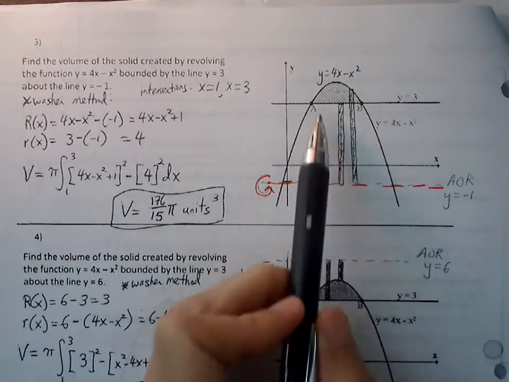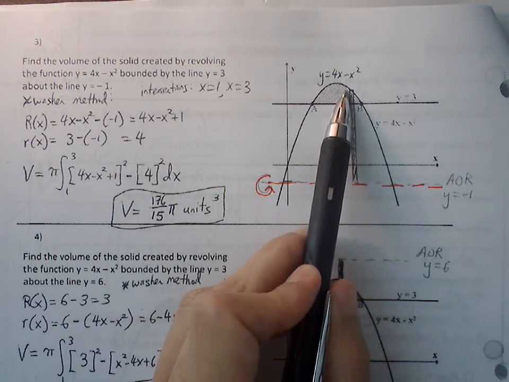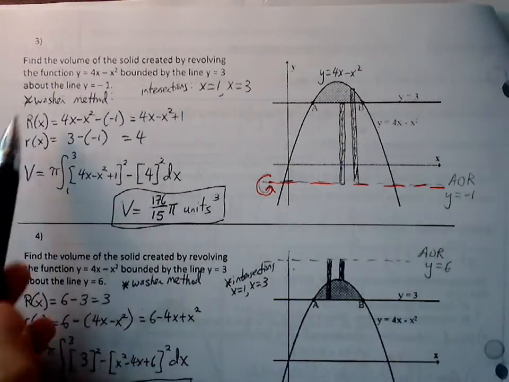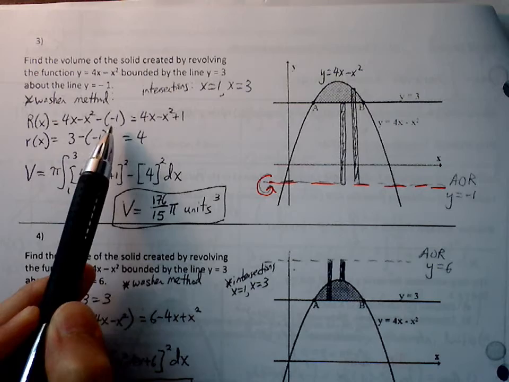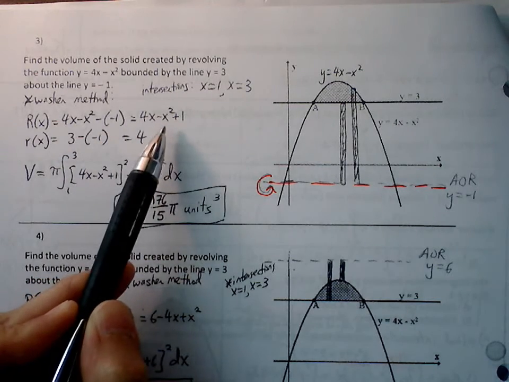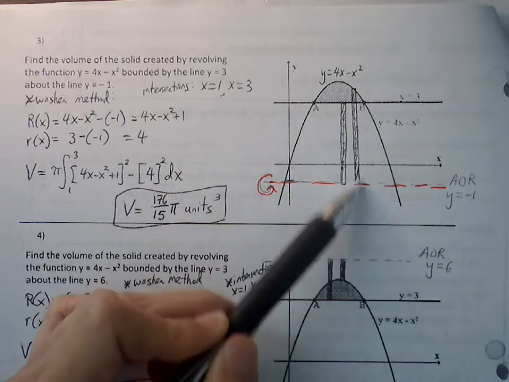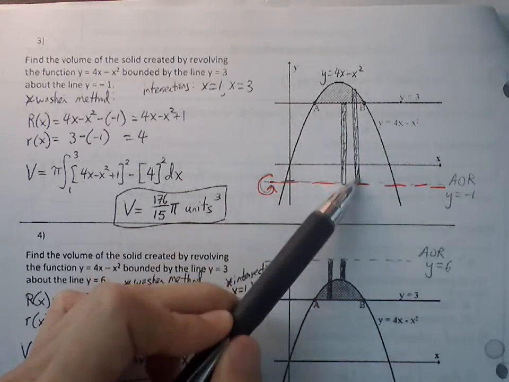Top minus bottom for my top radius. The top is sitting on the 4x minus x squared. The bottom is sitting on the negative 1. So 4x minus x squared minus negative 1. That becomes 4x minus x squared plus 1. This represents the radius, big R, here.